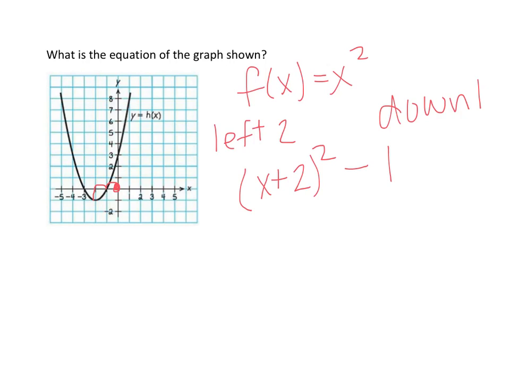And let's see, that's 0, 0. And then we would have 1, 1. And then we would want to check 2, 4. Yeah, that's crossing right there. So everything else is in proportion. There's no stretches or shrinking.